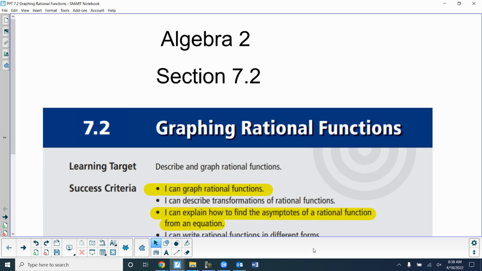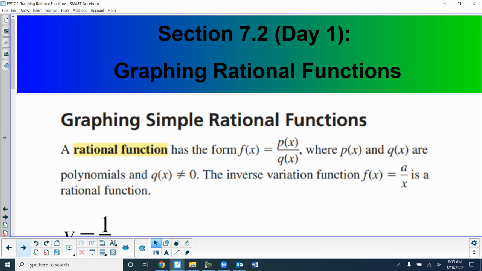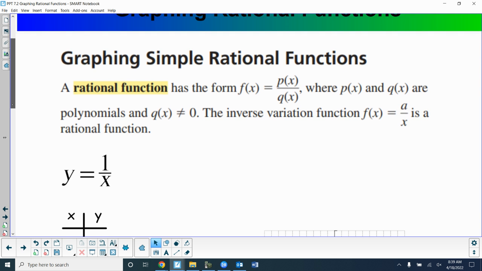So remember, asymptotes are a line that the graph approaches but won't intersect with, won't touch. Okay? And these rational functions, when we graph them, we're going to graph what is called a hyperbola. Okay? So here's the first type.